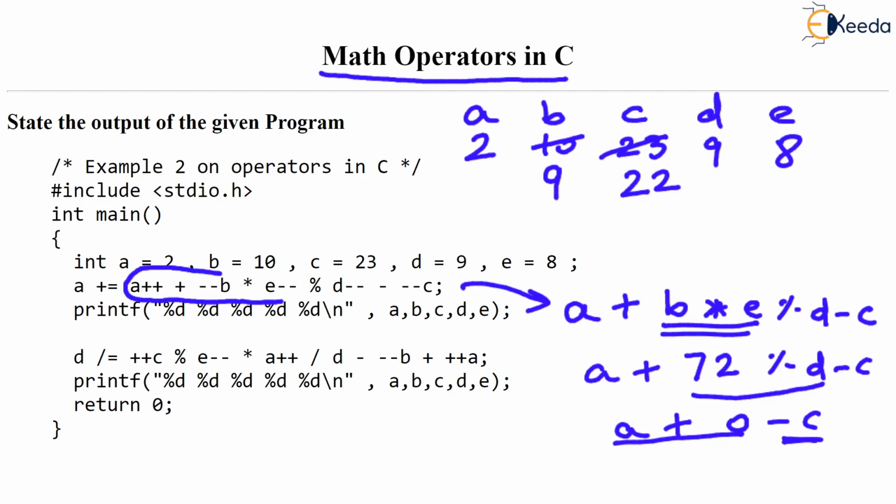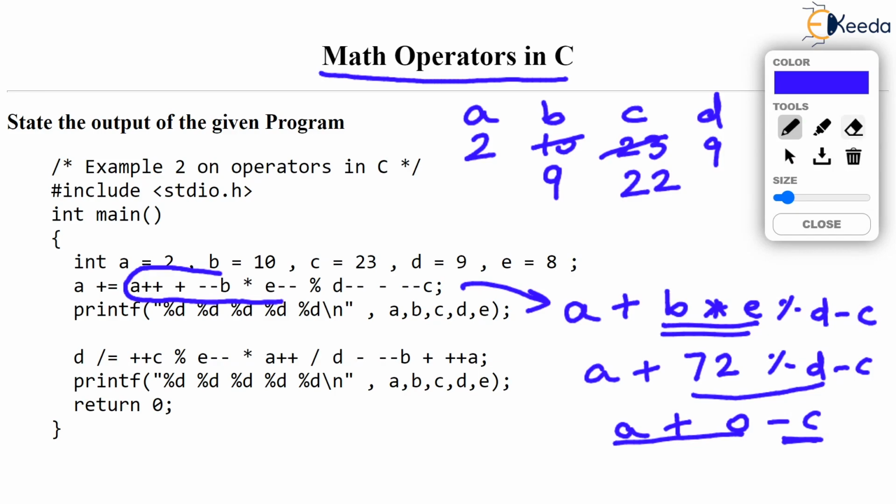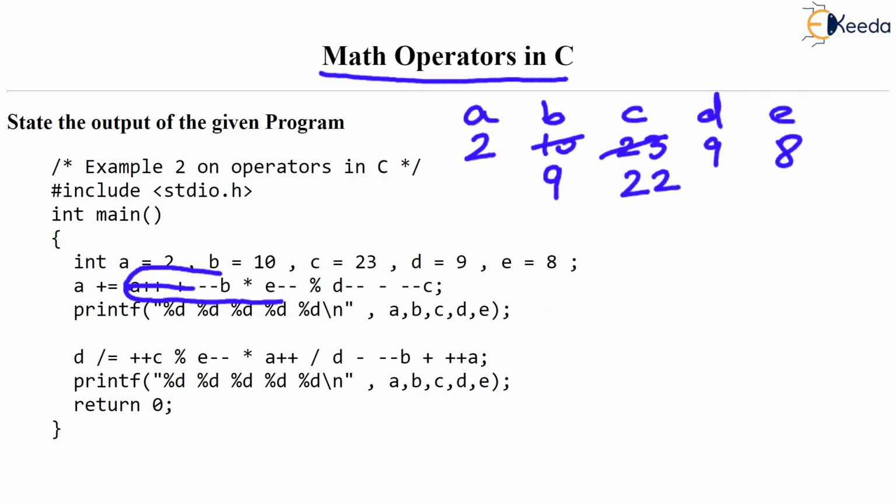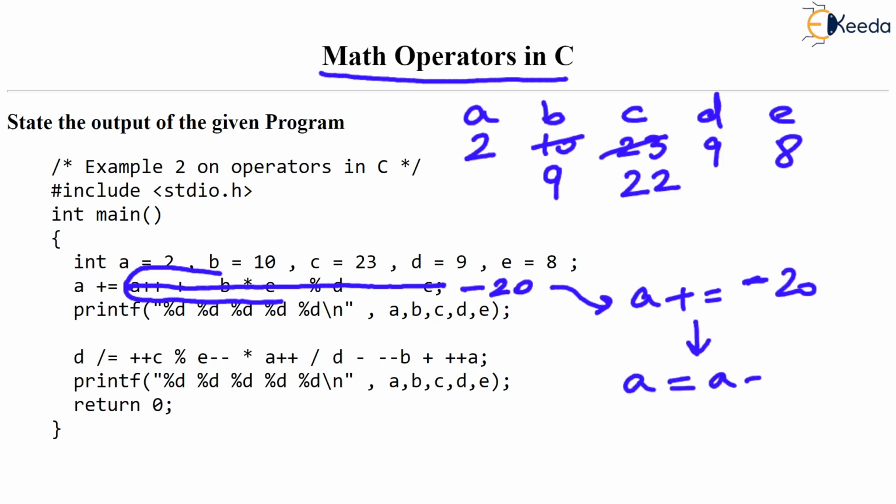Observe that the right hand side has got evaluated to minus 20. Hello, just check it out. The RHS, this portion RHS has got evaluated to minus 20. So now the expression, now you can magnify it. This is A plus equal to minus 20. So this is nothing but A equal to A plus minus 20.